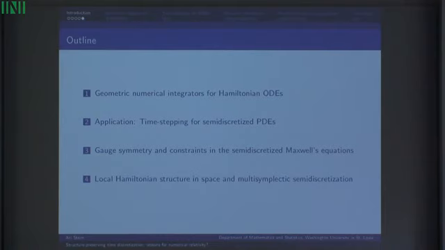And finally, I'm going to talk at the end about some recent work involving local Hamiltonian structure, not in time but in space. Basically, how can we ensure that all that stuff that was going wrong with the pendulum when we discretized in time, what's the analog of that in space? And it results in something that we call a multi-symplectic conservation law, and I'll talk a little bit about how we can preserve that when doing spatial discretization.